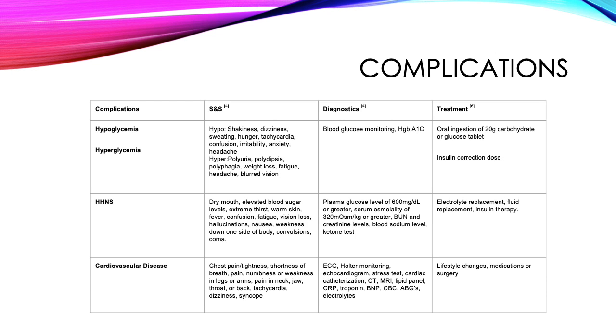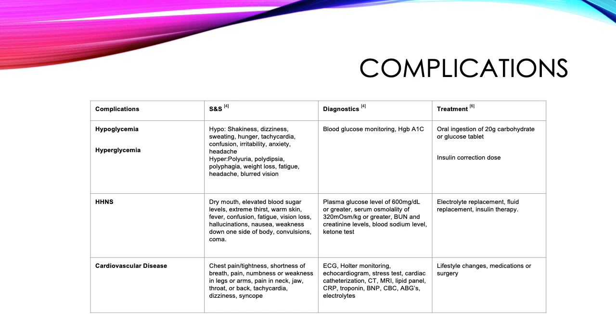Complications that you should be most concerned about are blood glucose imbalances like hypoglycemia, hyperglycemia, HHNS, and then cardiovascular disease. So with hypoglycemia and hyperglycemia, the main takeaway is hyperglycemia is the 3 Ps: polyuria, polydipsia, polyphagia, and hypo would be shaky, dizzy, sweating, confusion, both monitored by blood glucose. For hypo, you would do an oral ingestion of a carbohydrate or glucose tablet. For hyperglycemia, you would do an insulin correction dose.